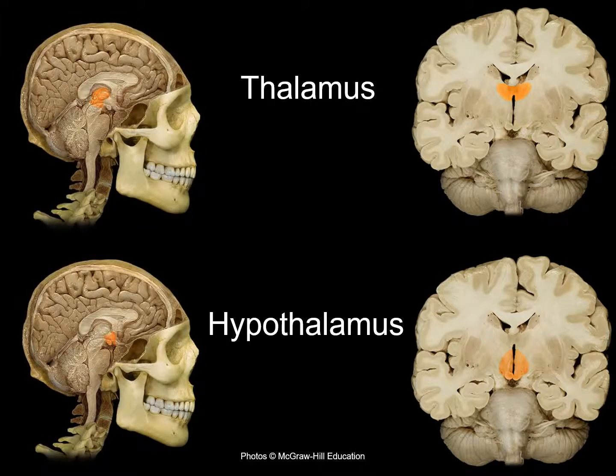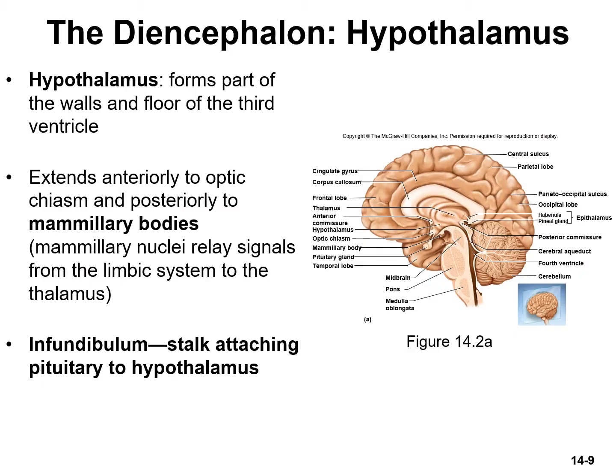And then this shows the relative position of the thalamus with the hypothalamus. Remember that hypo just means lower or below. So the hypothalamus is going to be below the thalamus surrounding the third ventricle. So again, the hypothalamus forms part of the walls and floor of the third ventricle. You really get a good sense of it if you have a coronal view, the relative positions of the thalamus and the hypothalamus. The hypothalamus extends anteriorly to the optic chiasm, which is where the optic nerve from either eye crosses over at the rostral part of the brain.